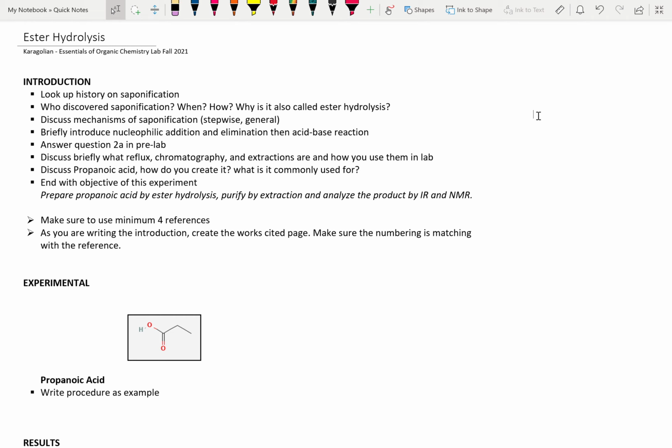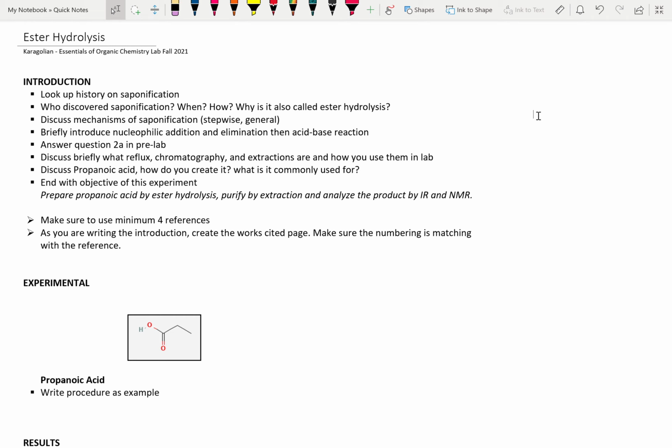So how you would do this is you would look up history on saponification for this lab. When you look up some stuff, make sure while you're writing your introduction, you start creating your works cited page. So then I would search up, who discovered saponification, when, how, and why is it also called ester hydrolysis. So you need to answer these questions in your introduction.